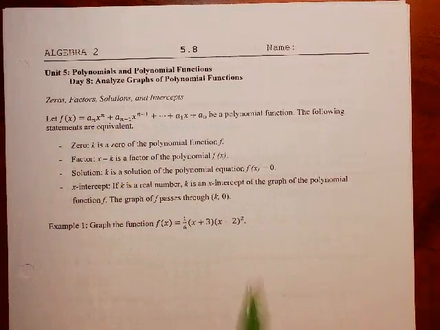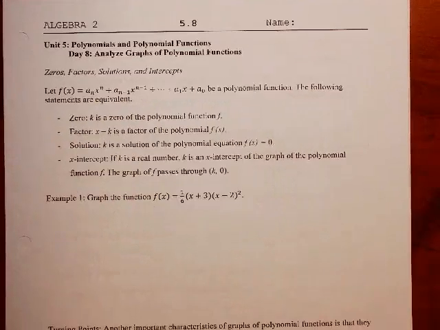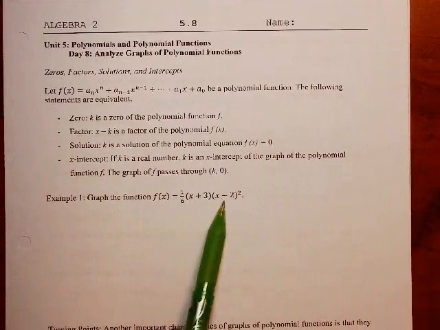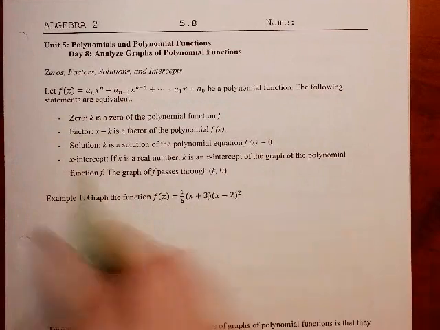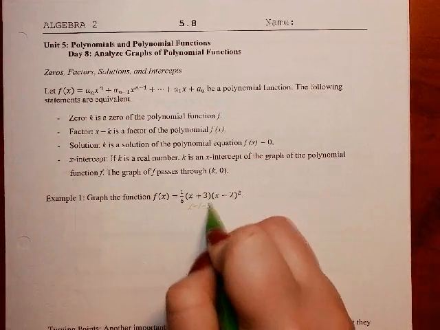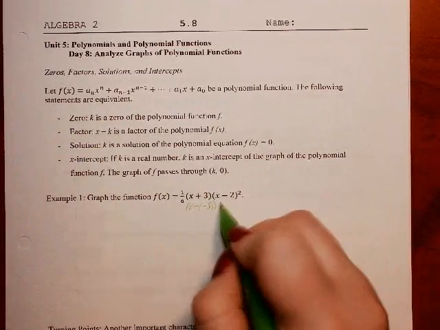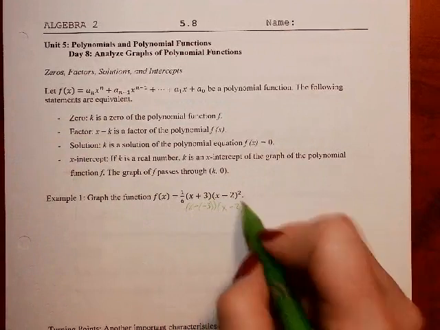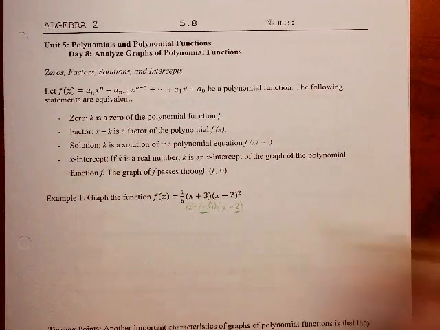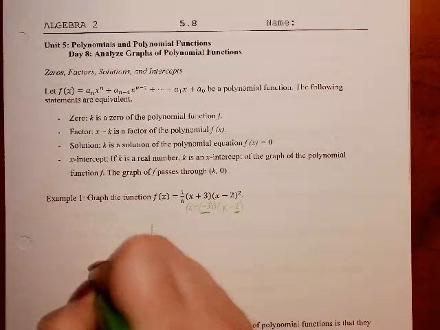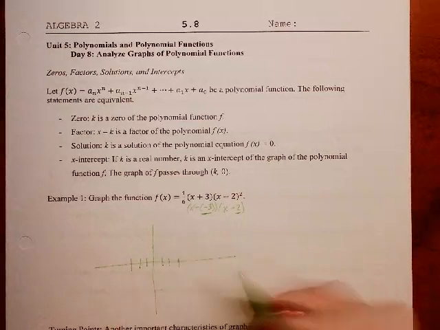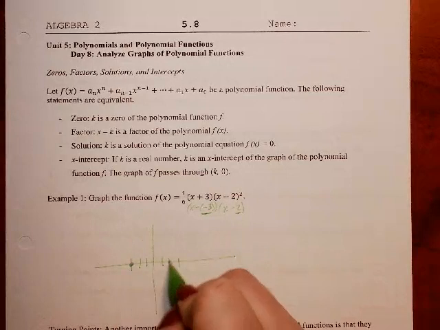So we are going to graph the function f of x equals 1/6 times (x plus 3) times (x minus 2) squared. From this I know that this is x minus negative 3, and this is obviously x minus 2. So I know that negative 3 and 2 are two of my x-intercepts.